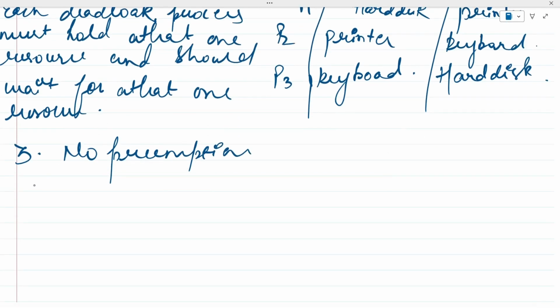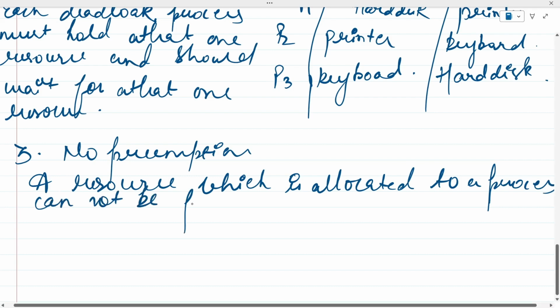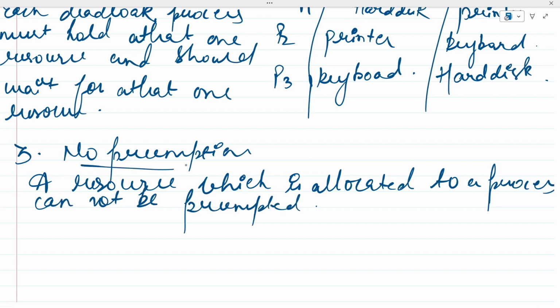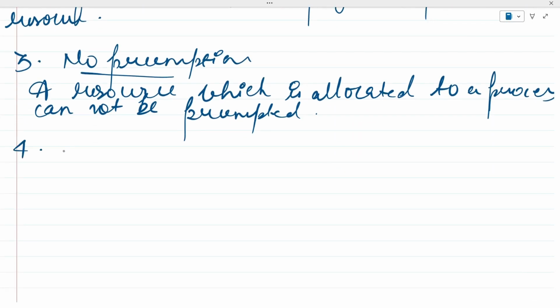A resource which is allocated to a process cannot be preempted. This is what no preemption is. Now the last, fourth one, which is circular wait.